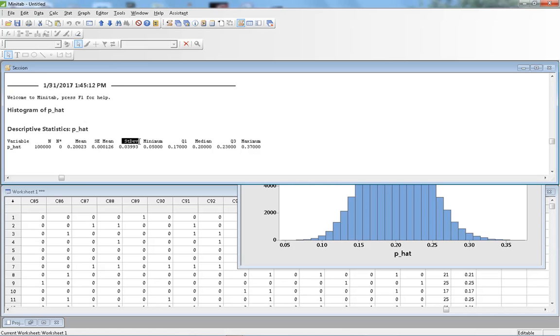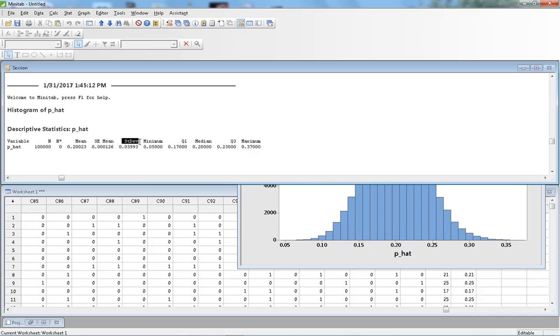Now in the mathematical theory, the math says that mu sub p hat should equal p, which was 0.20. Sigma sub p hat should equal the square root of p times 1 minus p over n, which equals the square root of 0.20 times 1 minus 0.20 divided by 100. That equals the square root of 0.16 over 100, or the square root of 0.0016, which is 0.040000, or just 0.04.